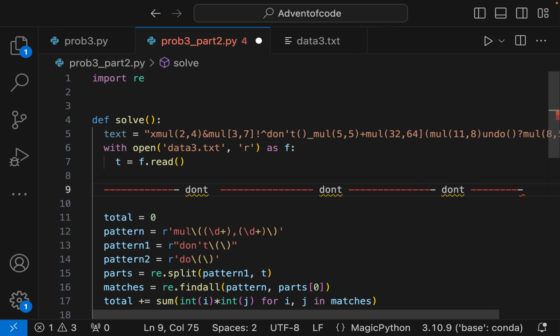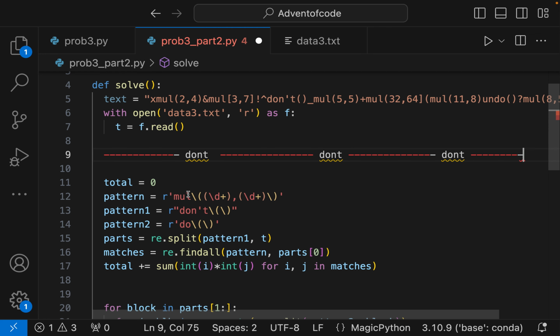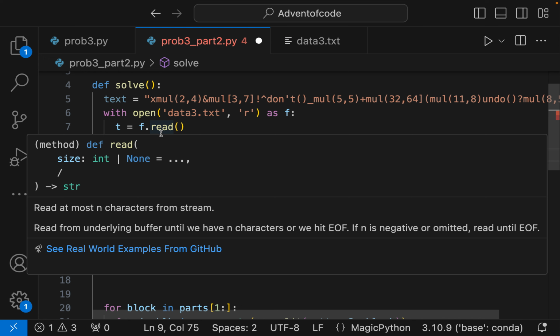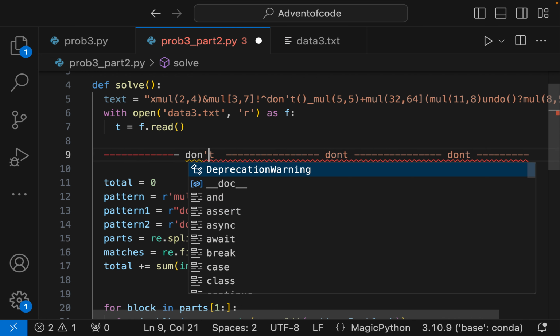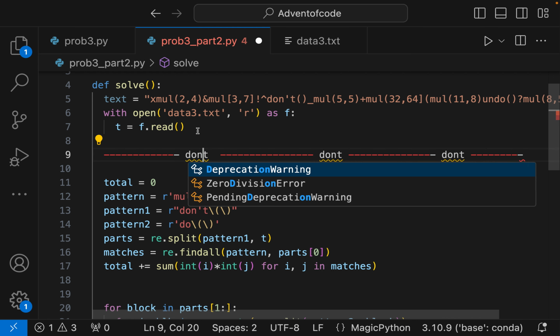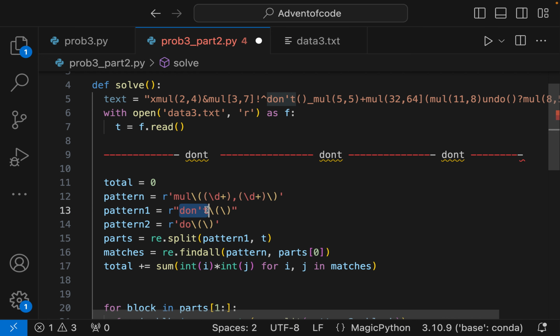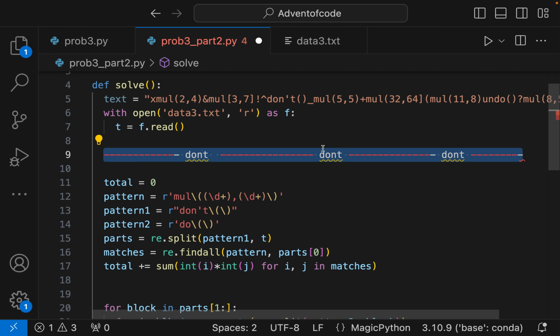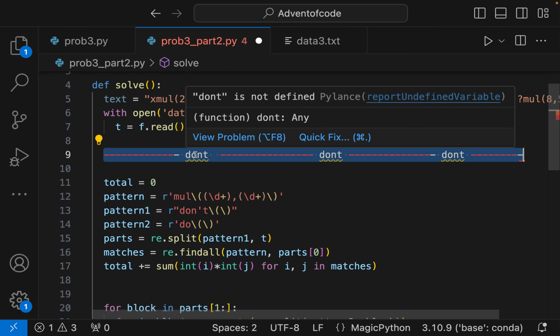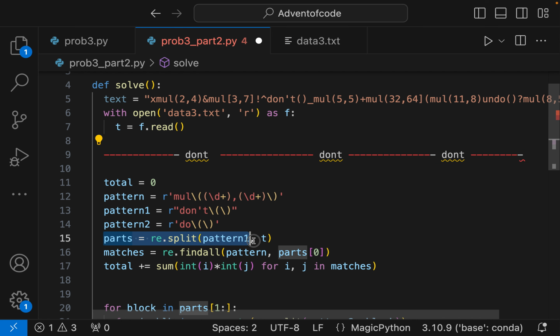Okay, so we have that. Suppose we have that. What I did was I said, okay, I'm going to read the string, and then split this entire string here whenever you see a don't. Of course, just to be clear, I left out the apostrophe, but just imagine that it's there. So I split this big string, whatever they give us, whenever I see a don't. That happens right here. I call it parts.